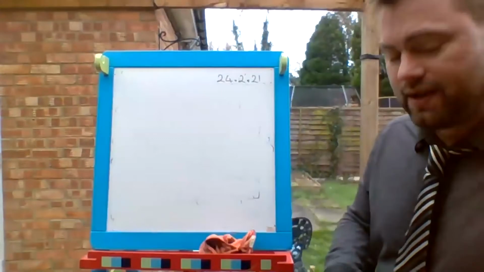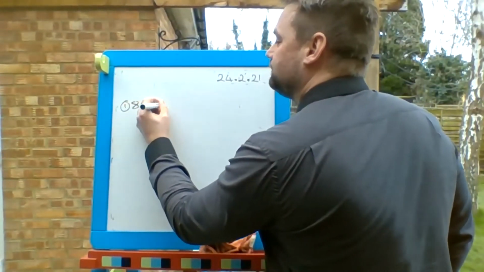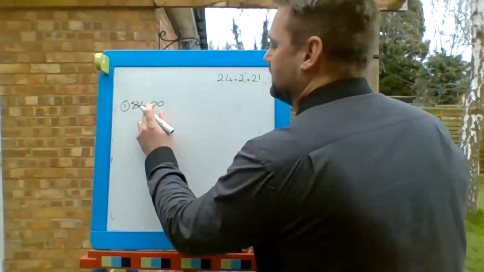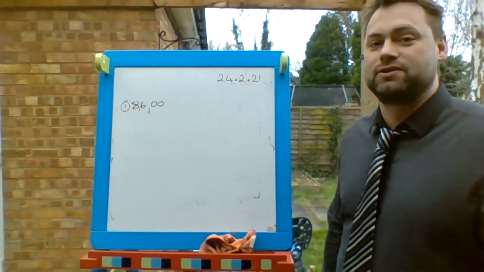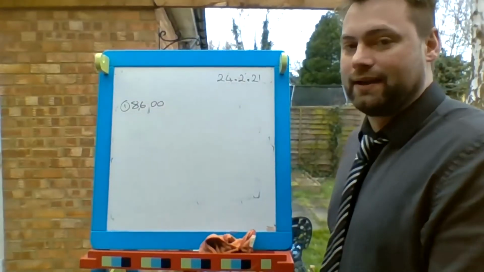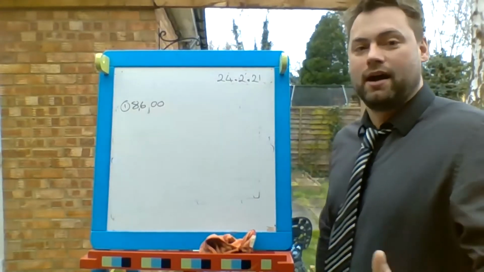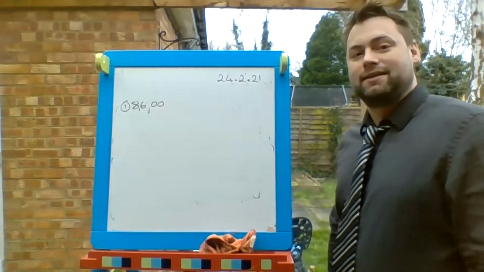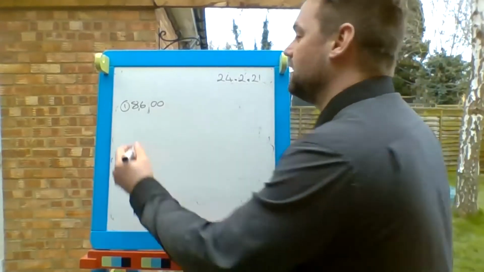So for question number 1, 86 multiplied by 100 will give us 8,600. When you times a number by 100, the numbers move to the left 2 placeholders. So the 6 becomes 100, and the 10 then becomes 1,000. So we get 8,600.